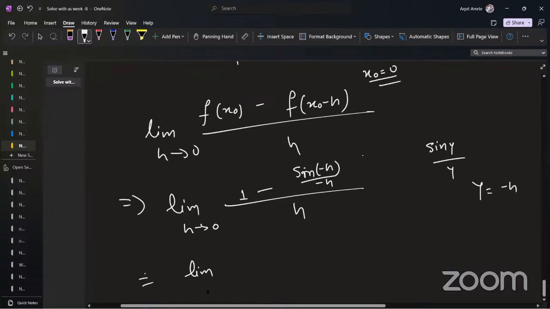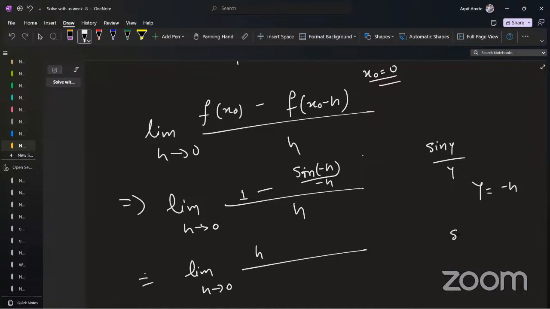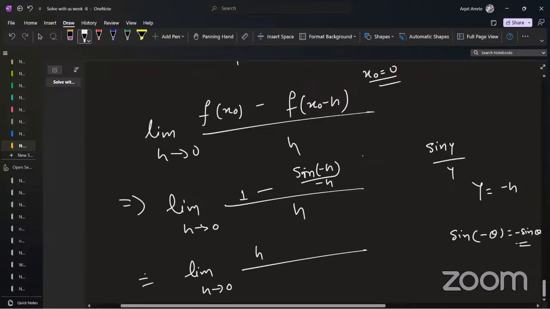Then it will be limit h goes to 0. Now what will it be? Here this minus will become plus, and then one more thing that you need to remember: sine of minus theta will be minus of sine theta. Okay? Remember this thing as well. If you are not from a math background, remember this thing.